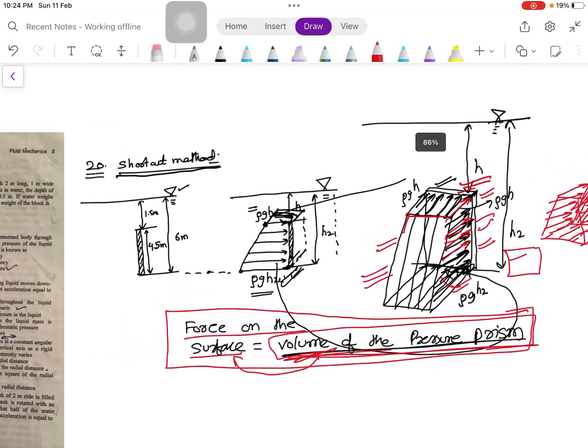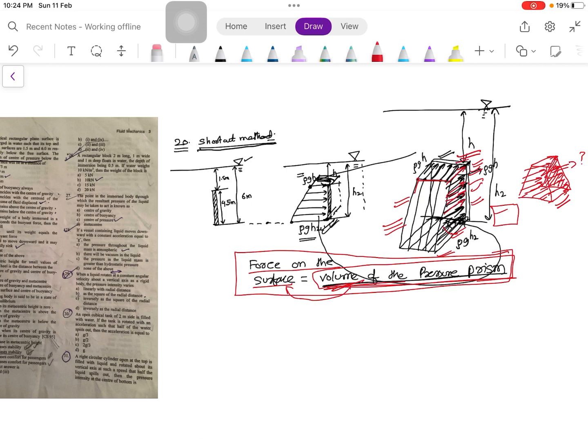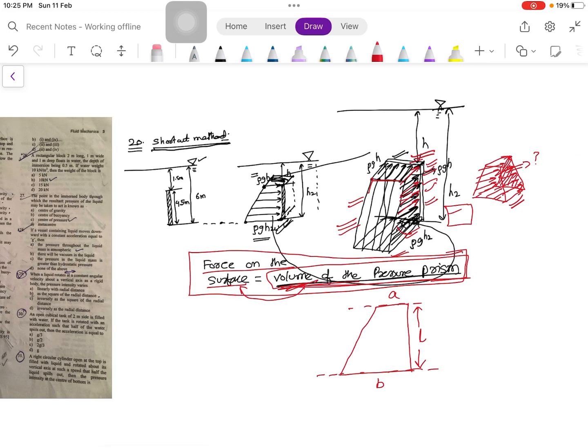All right, so in this question, the surface in question is the rectangle, and we have just learned that on a rectangle the pressure prism is in the form of a trapezoid. So let us say this is a trapezium. In a trapezium we have two parallel sides and two non-parallel sides. Suppose the shorter side is A and the longer side is B, and the distance between the parallel faces is, say, L.